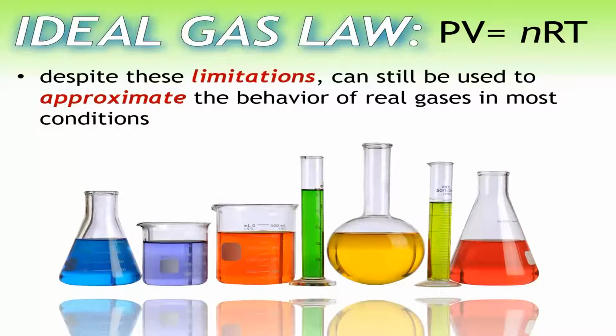Despite these limitations, even though the ideal gas law doesn't perfectly predict the behavior of gases at all conditions, it can still be used to approximate the behavior of real gases at most conditions, which is to say the conditions that we tend to inhabit ourselves. All of us tend to spend our life in a narrow range between the freezing and boiling points of water. And so in that range, the ideal gas law makes pretty accurate predictions without any additional math.